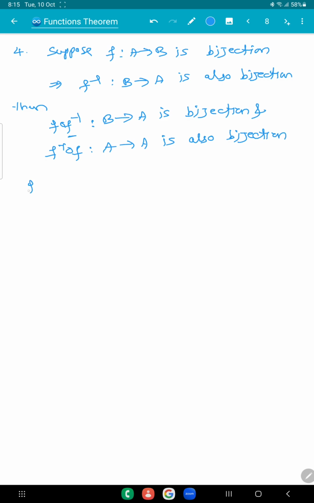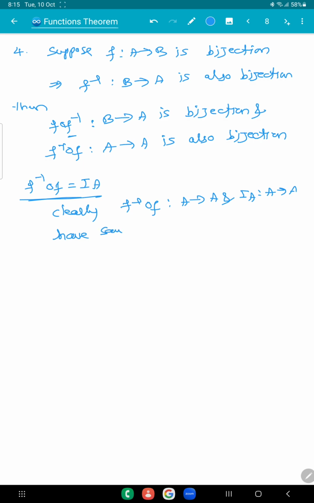Now we are going to prove that F inverse circle F is equal to identity function on A. Clearly, F inverse circle F is from where to where here? A to A, and identity function on A is A to A, so they have the same domains. Now we need to show that their images are equal. Let us take an element in A.